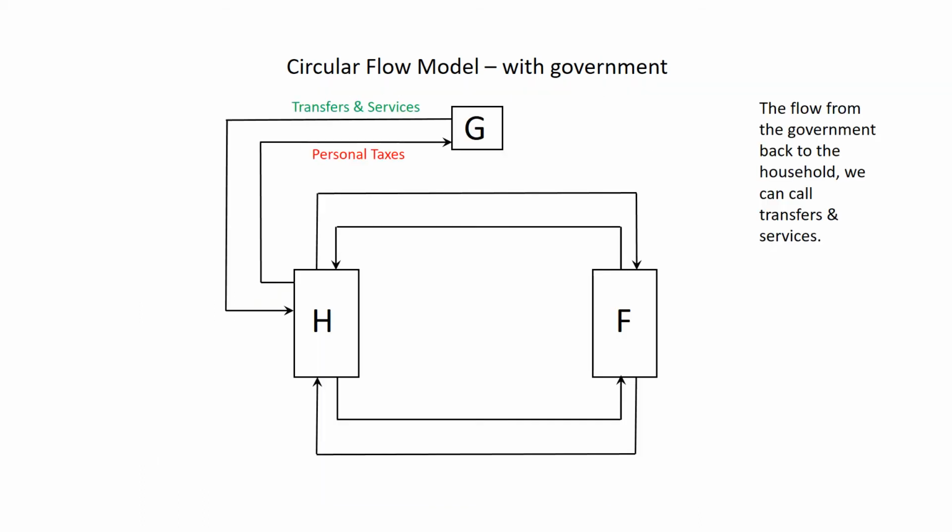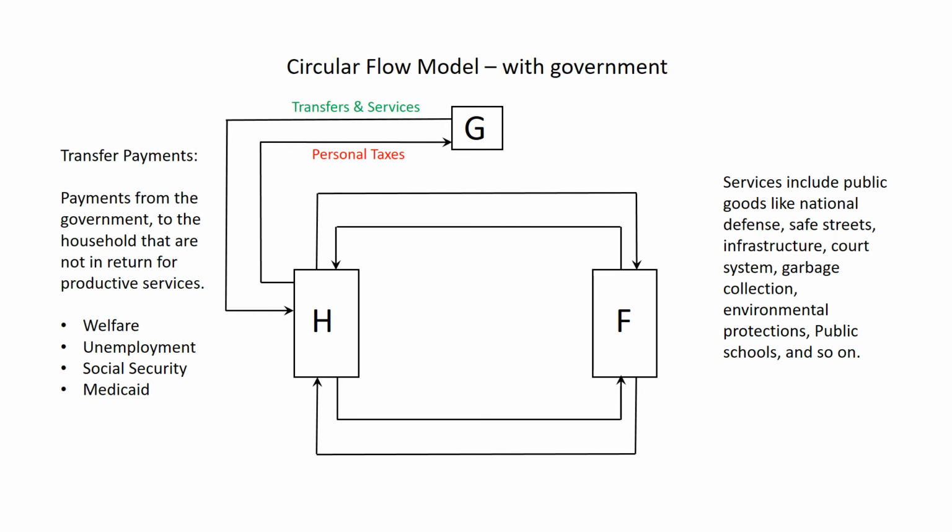The flow from the government back to the households we will call transfers and services. Transfers are transfer payments. These are payments from the government to the household that are not in return for productive services. These include things like welfare payments, unemployment compensation, Social Security, and Medicaid. Services include public goods like national defense, safe streets, infrastructure, the court system, garbage collection, environmental protection, public schools, and so on.